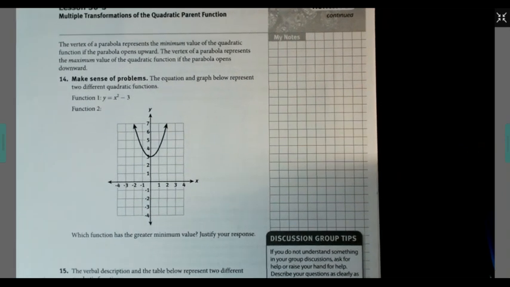Introduction to questions 14 and 15. The vertex of a parabola represents the minimum value of the quadratic function if the parabola opens upward, and the vertex of a parabola represents the maximum value of the quadratic function if the parabola opens downward.